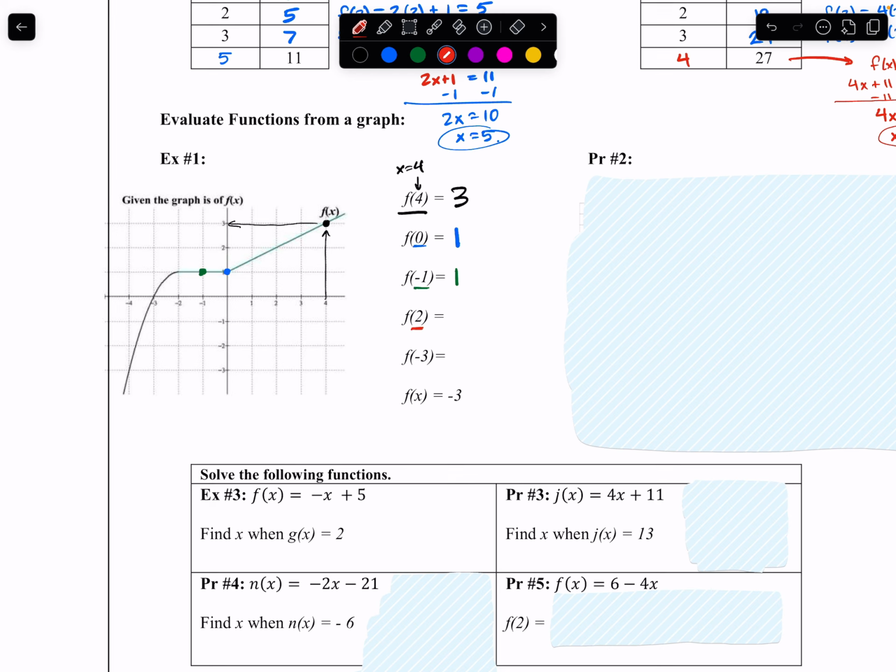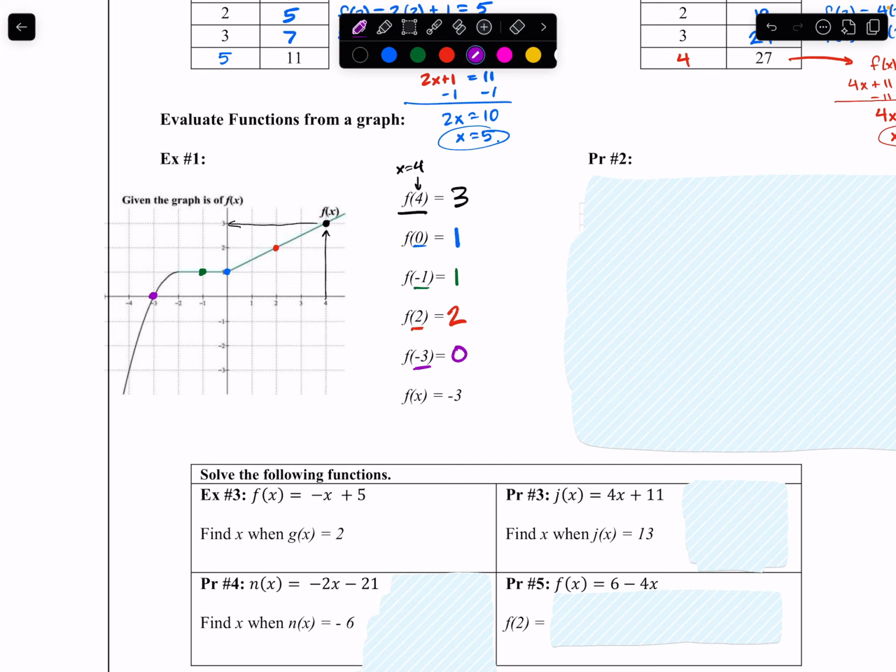When x is 2, there's our point. Our output is 2, right here. And one more input. When x is -3, the point on the graph with an x-coordinate of -3 is right there in purple. The y-coordinate of that point, or the output, is 0.